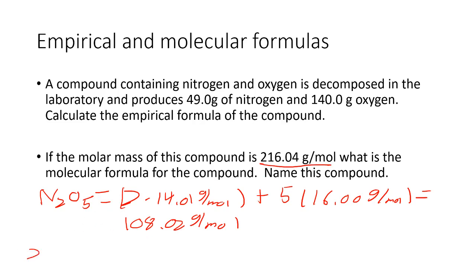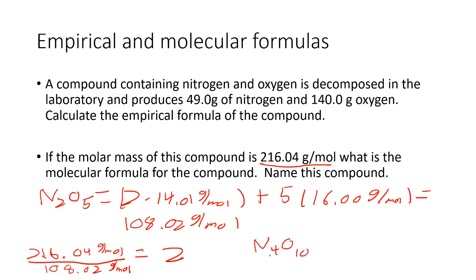So what we do is we take the molar mass overall of 216.04 grams per mole, and we're going to divide it by our molar mass of 108.02 grams per mole. And when we do that, we should get an integer. In this case, you get a 2. That means that you need twice as many atoms to make your molecular compound. So we multiply both by 2, and we get N4O10 as the actual molecule that we're going to have present. So that is how we get towards a molecular formula from having an empirical formula.